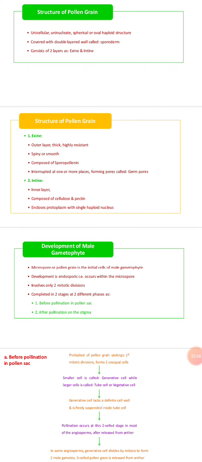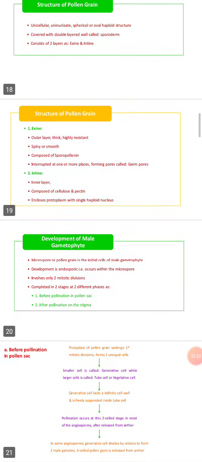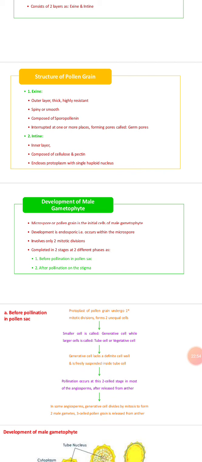The exine, the outermost layer, is highly resistant. It is smooth and composed of sporopollenin. Sporopollenin is a kind of protein material that prevents the pollen grain from decomposing. Okay. Then it is normally interrupted at one or more places, forming pores. We call them germ pores.